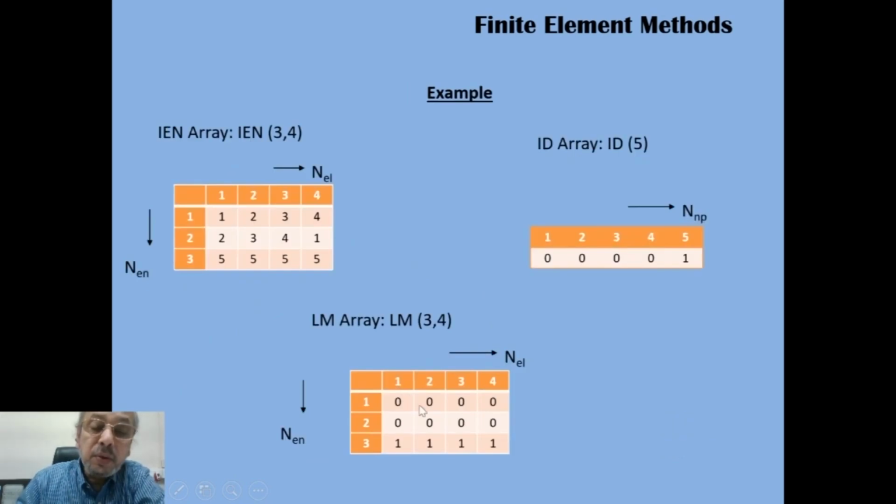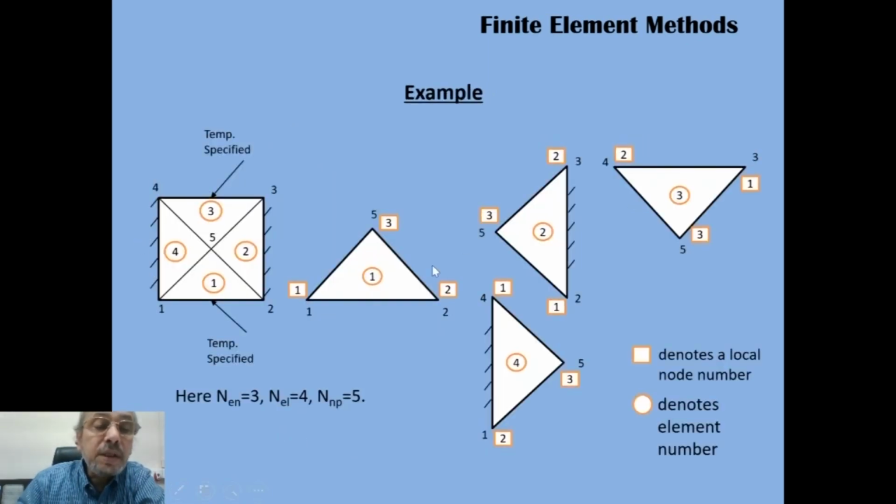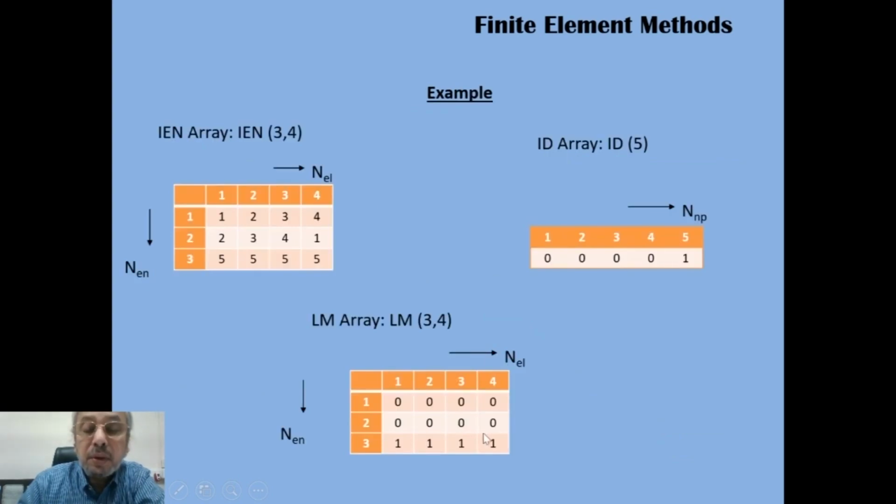Similarly, first element node 2, second element node 2, third element node 2, fourth element node 2, we have to see whether we need an equation. But first element node 3, second element node 3, third element node 3, fourth element node 3, all these nodes are basically the fifth node. First element node 3 is fifth, second element node 3 is fifth, third element node 3 is node 5, fourth element node 3 is node 5, and we need the equation for all of these.